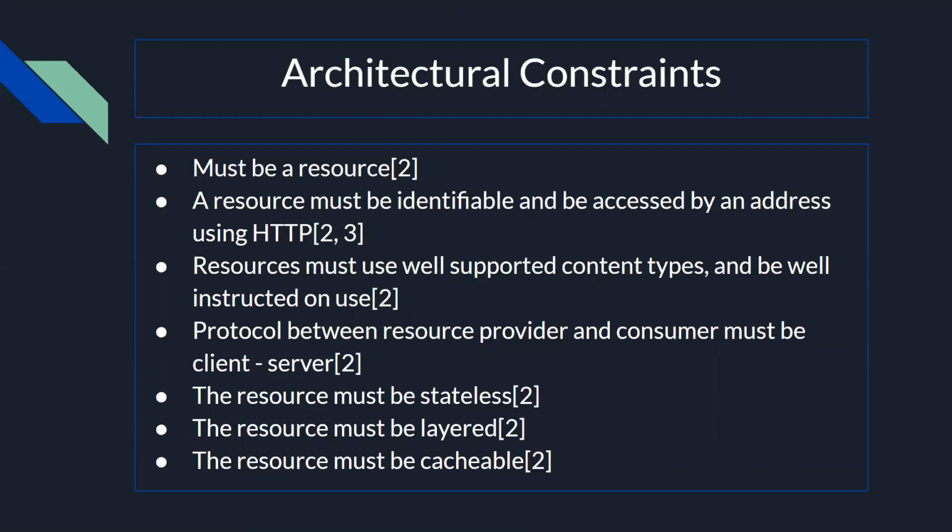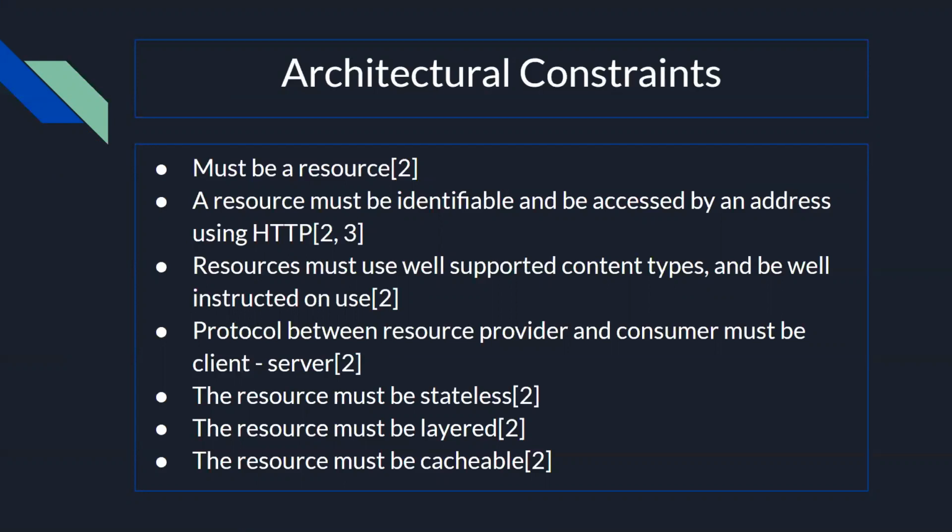I will briefly go over the list you see on the screen. The first requirement is that the resource provider must provide a resource. Kind of makes sense, but it does mean that many different types of computer programs can access this information. It is not just for one type of program. The information is a resource that anyone should be able to access.